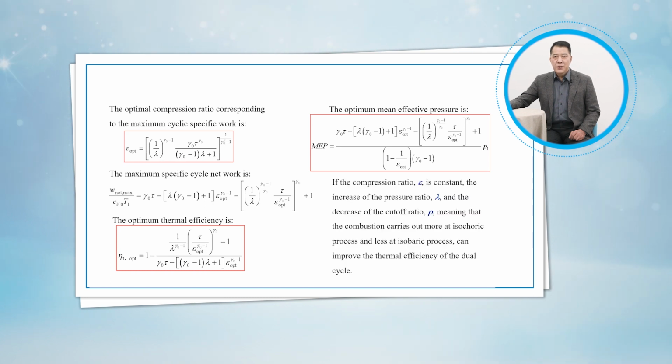If the compression ratio epsilon is constant, the increase of the pressure ratio lambda and the decrease of the cutoff ratio rho, meaning that the combustion carries out more at isochoric process and less at isobaric process, can improve the thermal efficiency of the dual cycle.